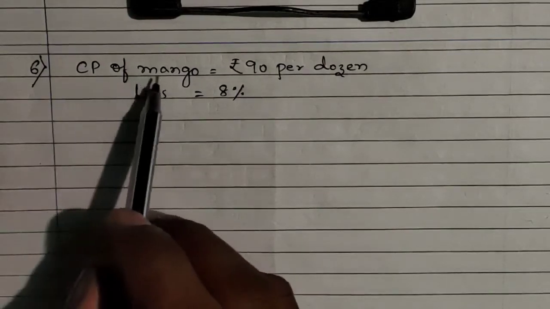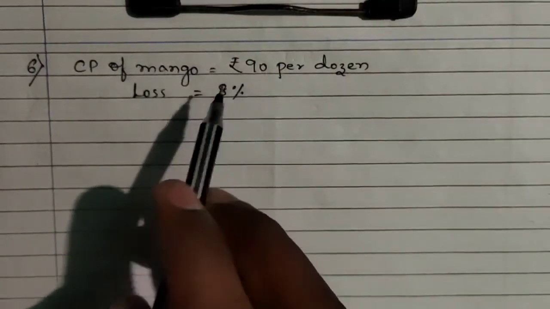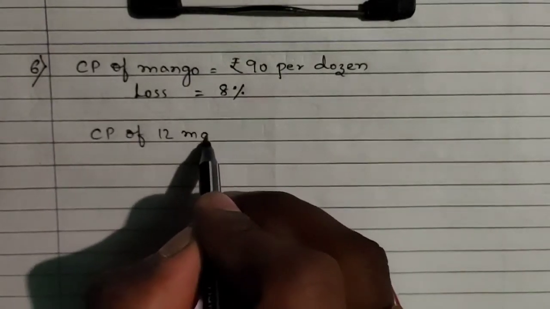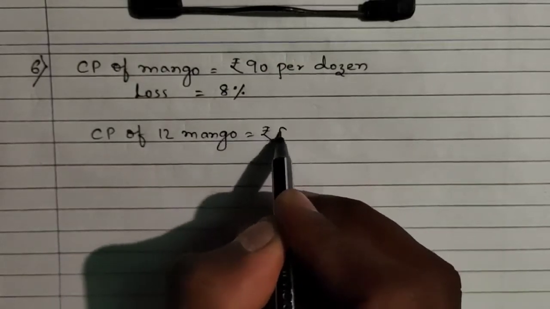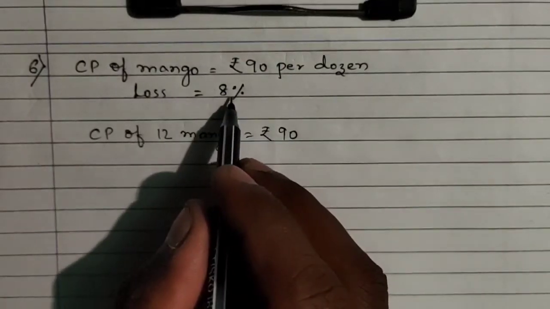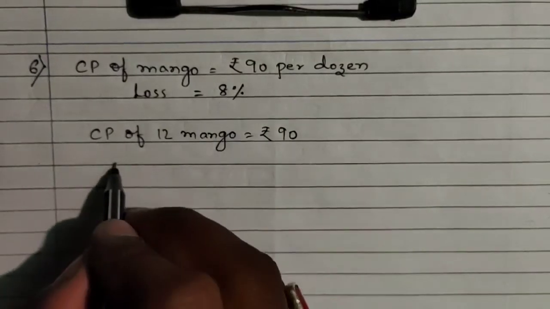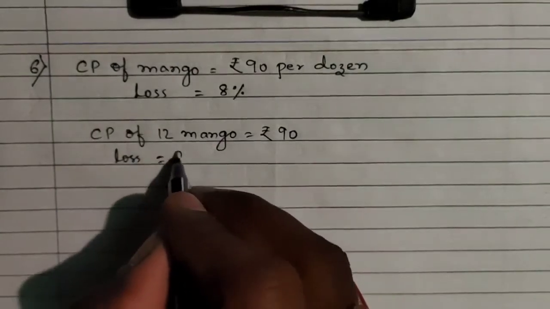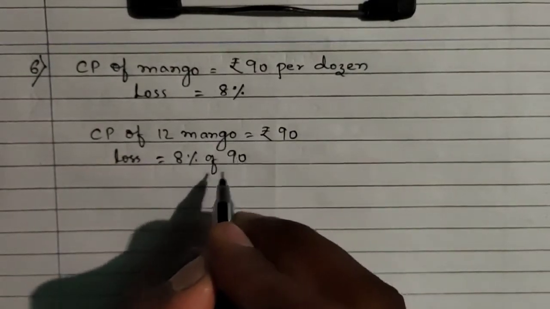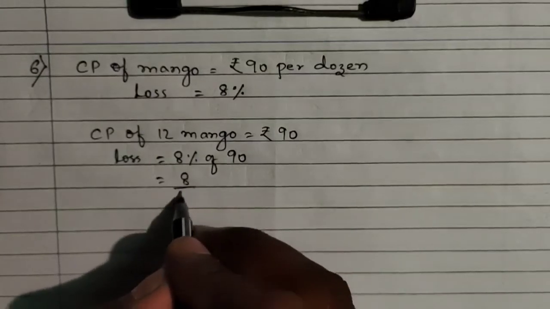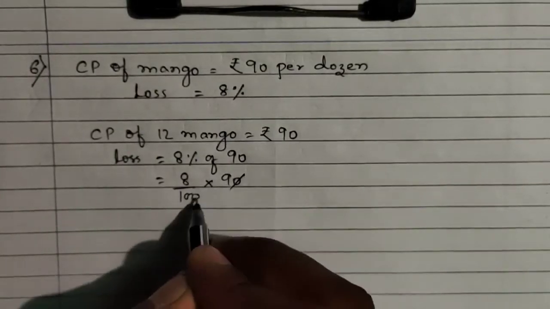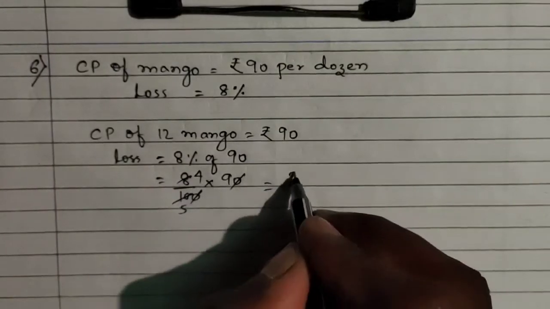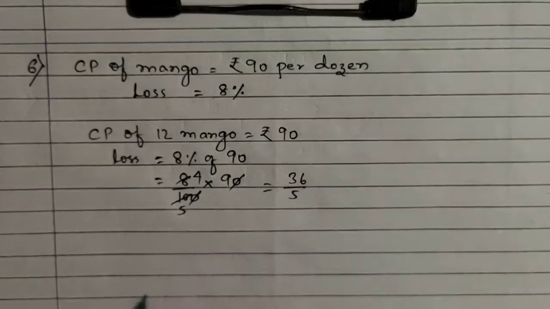Here you can see cost price of 12 mango. Per dozen means cost price of 12 mango. We will write once again cost price of 12 mango is equal to rupees 90. How much loss has been given? 8%. So first we will calculate the loss. Loss is equal to 8% of 90. Now we will calculate 8 by 100 into 90. 2 4s are 8, 2 5s are 10, 4 9s are 36 by 5. This is the loss value.